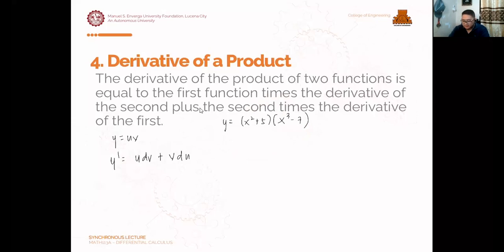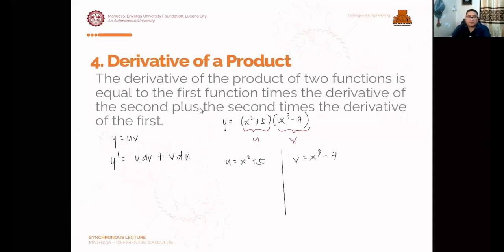So, ang gagawin mo, i-assume mo na itong first portion natin is u. Okay, itong first portion na to is u. Yung second portion natin is v. Okay? So, pag in-assume mo yan, so u is equals to x squared plus 5. Tapos, meron ka ditong v is equals to x cubed minus 7.